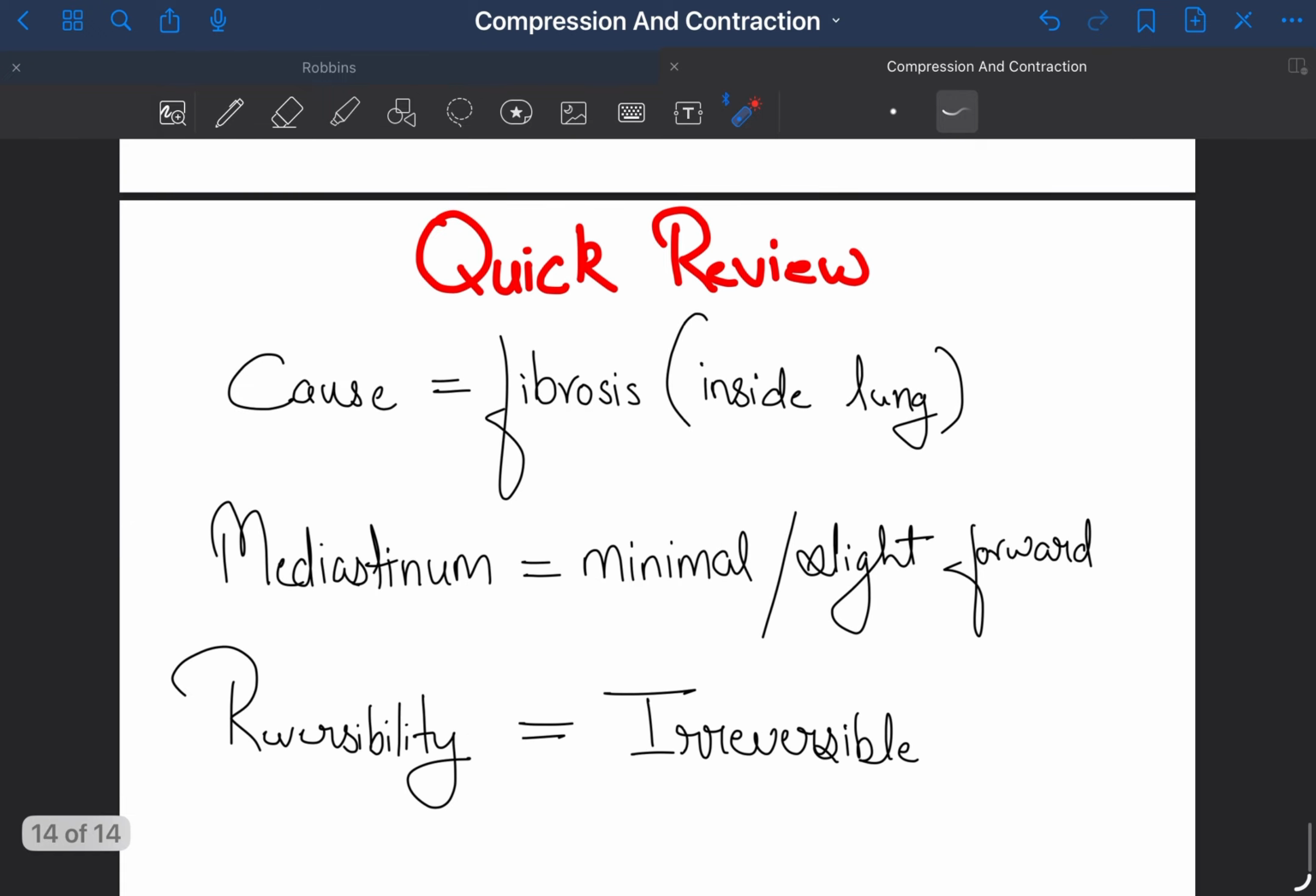And for the review, the cause of contraction atelectasis is basically fibrosis seen inside the lung. Mediastinum, there is minimal or no shift. And reversibility, it is an irreversible condition.